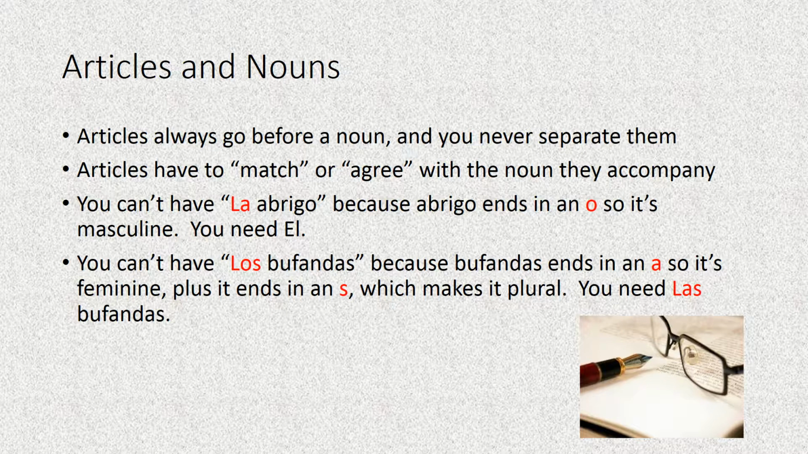Now, just a couple things to remember about articles with their nouns. Articles always go before their nouns, and you don't separate them. We'll talk about that in a second. Articles also have to match or agree with the noun that they accompany. So if we have, like, abrigo as our noun, which means a coat, well, it ends in an O, so that's going to tell us it's masculine. And so we need to have el abrigo. We can't have la abrigo because la is used for feminine words. Also, los bufandas. It can't be los because bufandas is feminine because it ends in A. And it also has an S, which makes it plural. So we need the plural and feminine form, which is las bufandas.